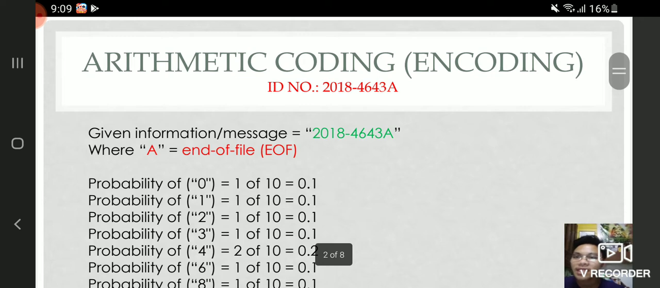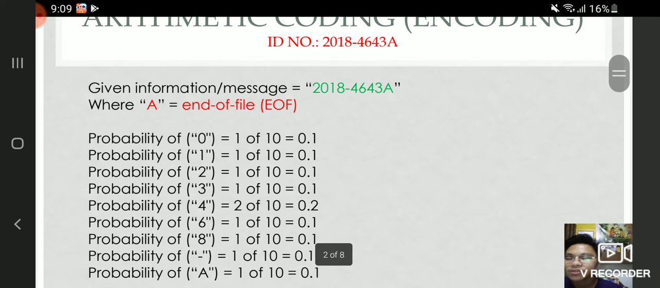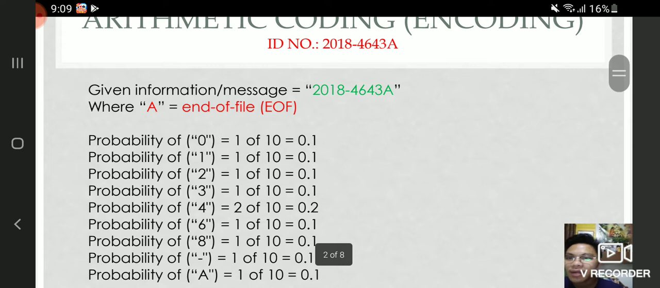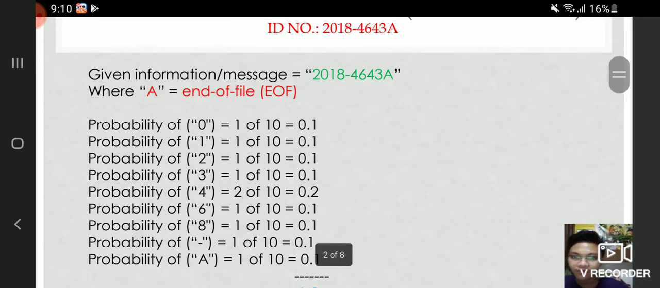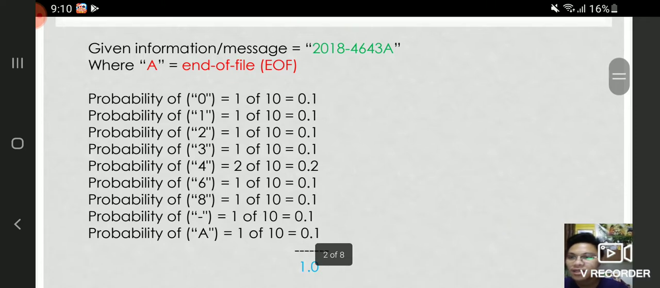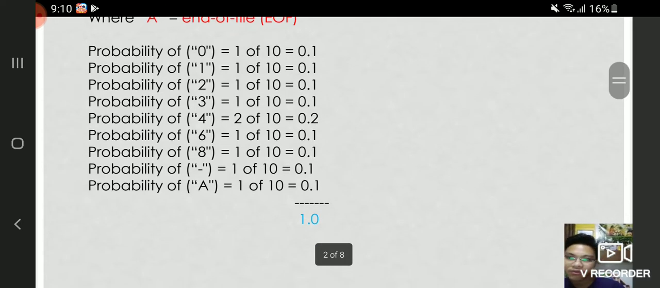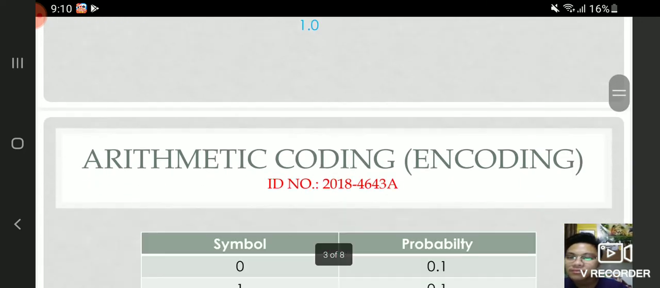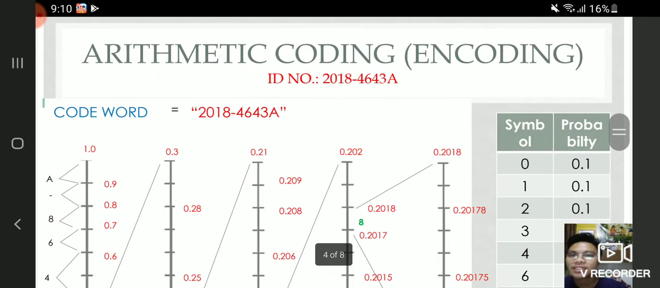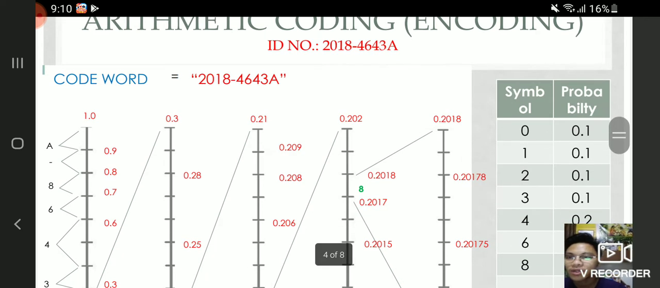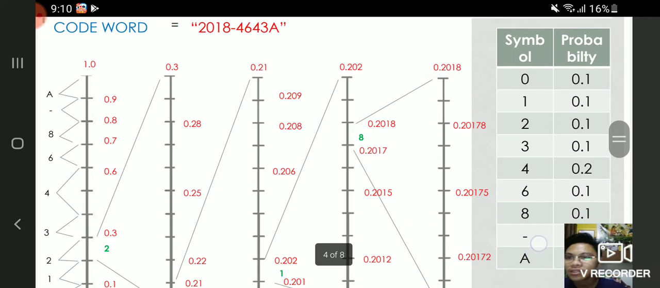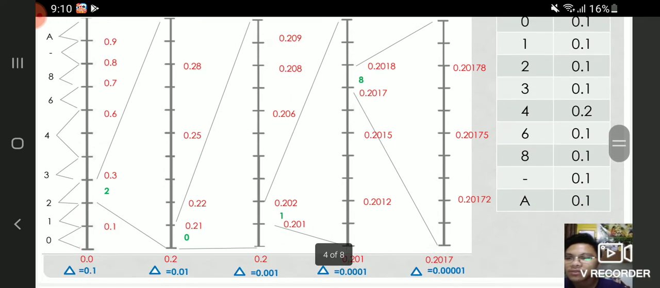Here we have the given information or message from my ID number, which is 2.2018-46438, where A is the end of file or the end of our transmission. Then we will get the probability of its code word. Here is the encoding, how to encode our code word. The code word here, we should plot it in the probability graph.